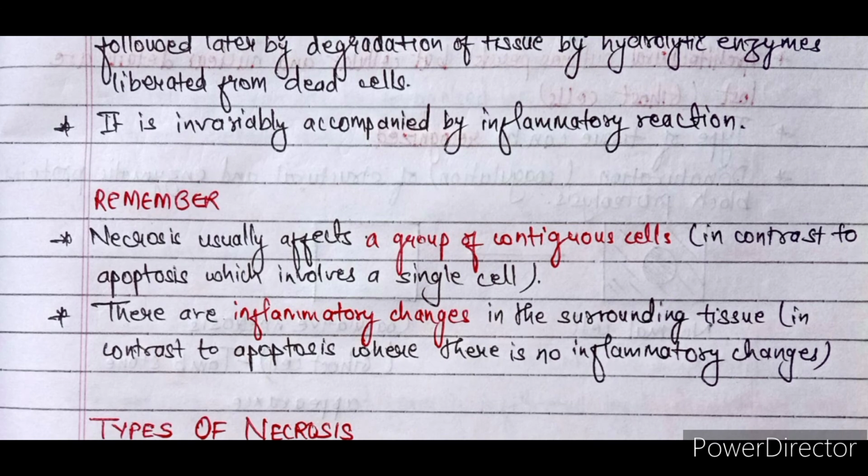The thing we should remember is that necrosis usually affects a group of contiguous cells, in contrast to apoptosis, which involves only a single cell. And there are inflammatory changes in the surrounding tissue, in contrast to apoptosis, where there are no inflammatory changes.